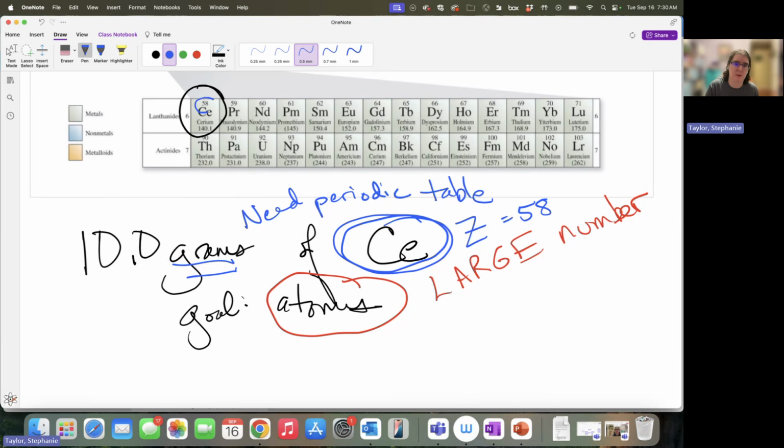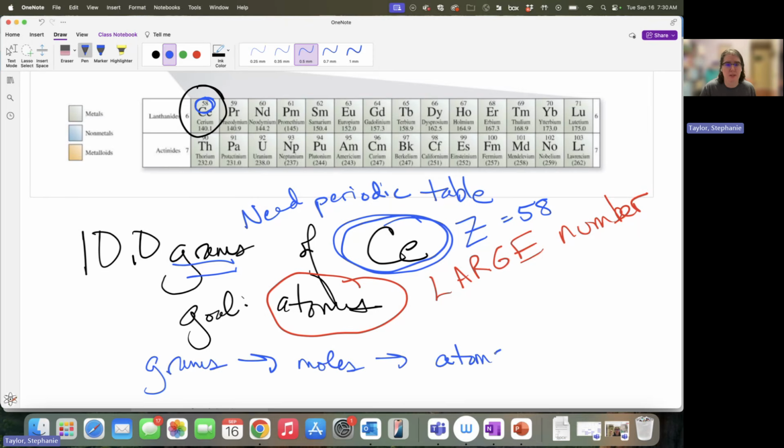And so giving you the Z number is a thing that we'll sometimes do to help you out. The thing though is that I can't go directly from grams to atoms, so that's not a thing we're going to do. We are going to go from grams to moles to atoms.